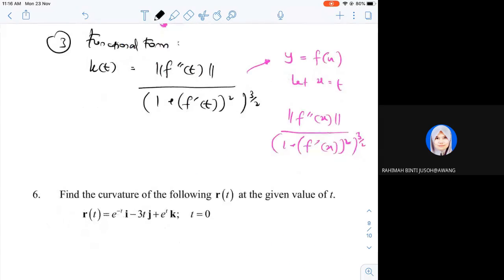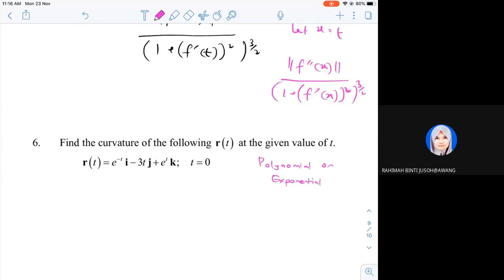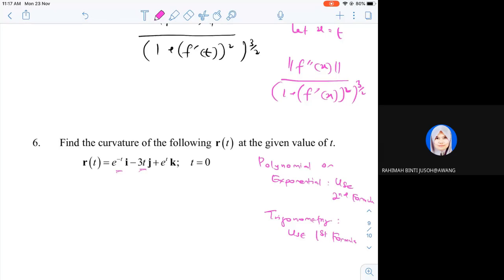Tips dia ialah, alright. If the question involves exponential, saya tulis sikit. Kalau function tu exponential or polynomial, it is much easier to use the second formula. Okay, if trigonometric, use the first formula. You still can use the first formula to solve this, but for this type of question, kita ada exponential, kita ada polynomial, so it is much easier if we use the second formula.